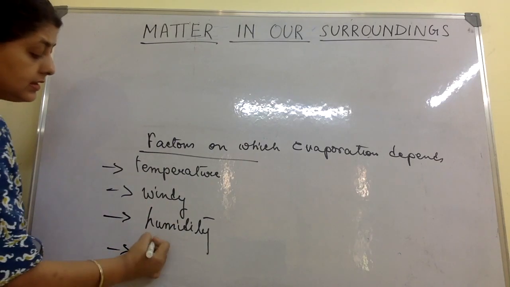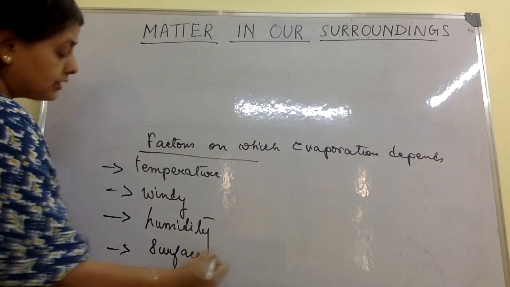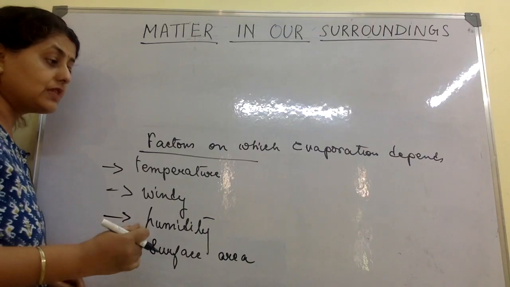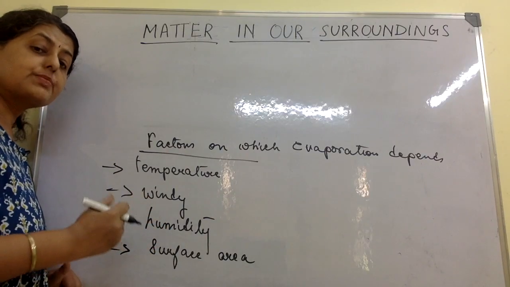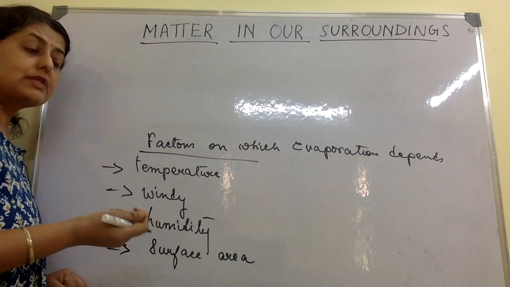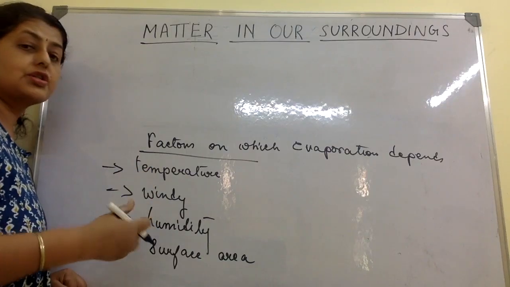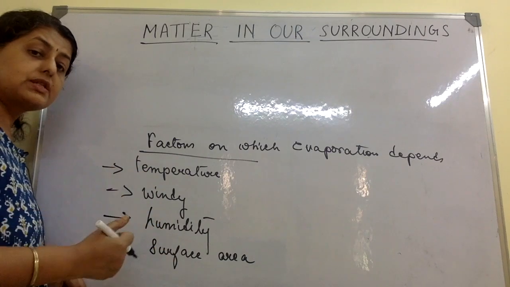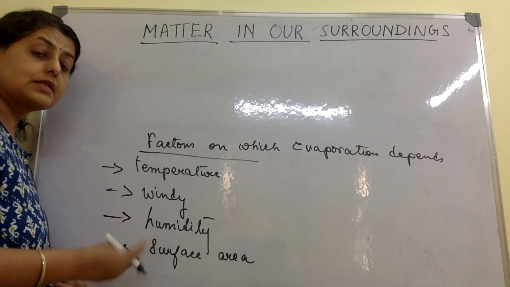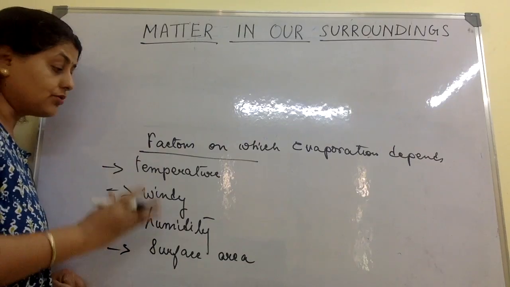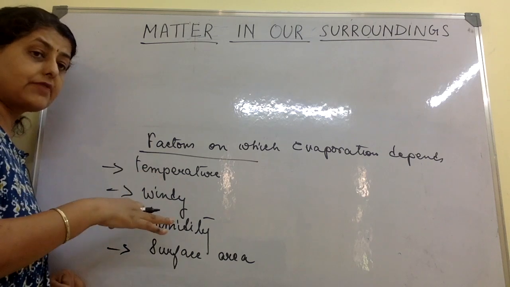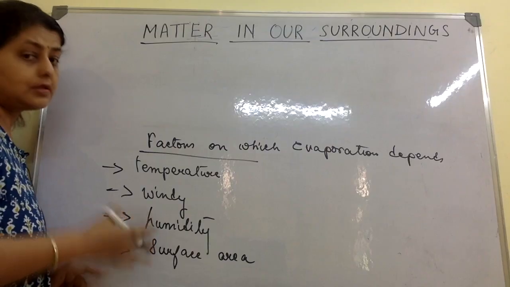Then comes the surface area. The more the surface area, the more the evaporation, clearly. So we always say spread out the clothes to dry so that they dry faster. Or you will see people pouring their tea on a saucer and then drinking it to cool it faster, because evaporation will cause cooling. So these are the four factors on which evaporation depends. If they ask you, you will have to say how it depends: the more the wind, the more the evaporation; the more the humidity, the less the evaporation.